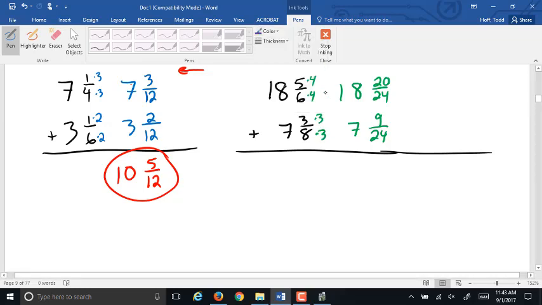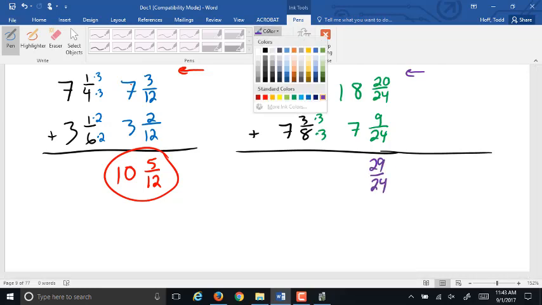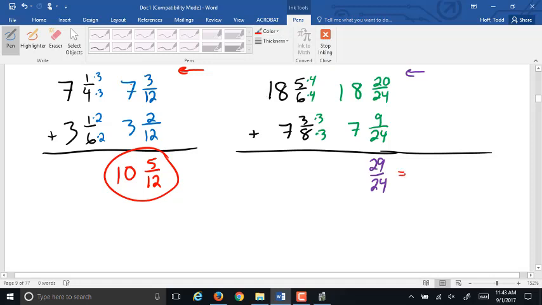We go to add now. Again, we start on the right at the end of the number and work our way back. 20 plus 9 is 29/24ths. What's a little fishy there? It's improper. We can break that down into a whole number and then a remaining fraction. If we break that down, what do we get? 1 and 5/24, perfect.